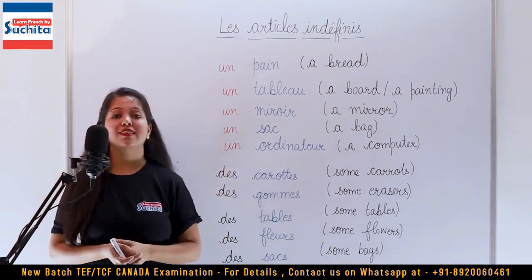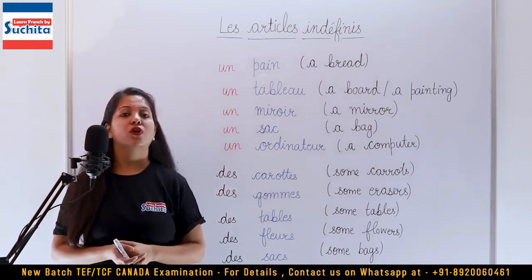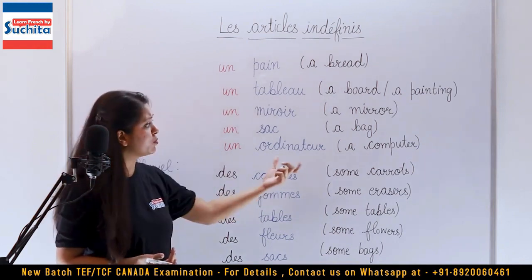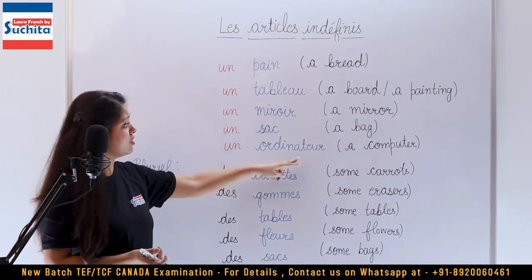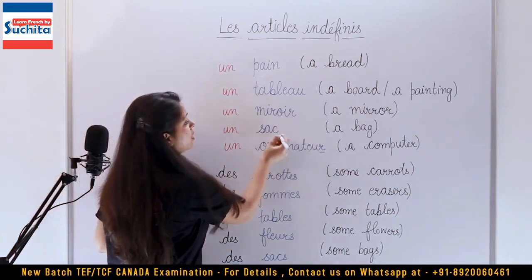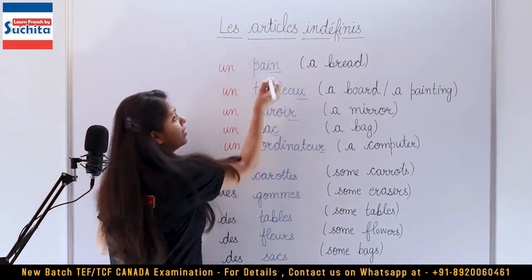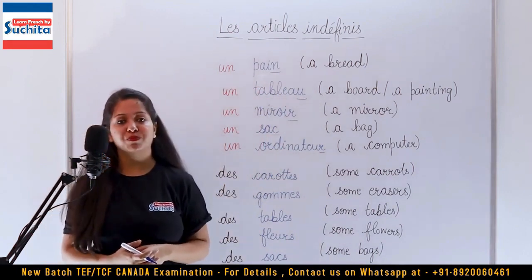Un ordinateur, which means a computer. So see, all of them are ending with R, C, R, U, N. None of them is the letter E.